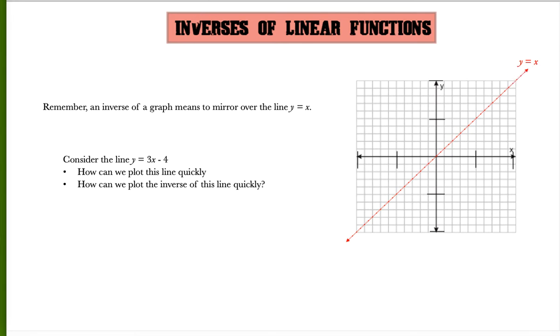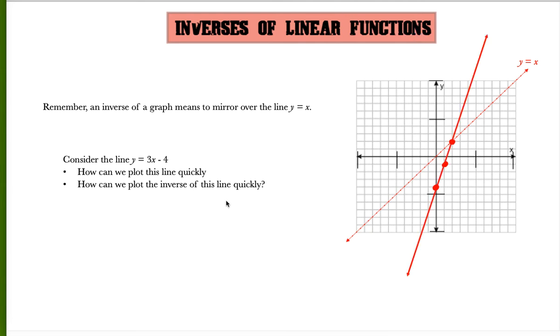So how do I quickly plot this? Well, for the most part, we're going to do y-intercept, slope. So my y-intercept is -4. My slope is 3: up 3, 1, 2, 3, over 1, up 3, 1, 2, 3, over 1, and then to roughly give me a line that goes through that.